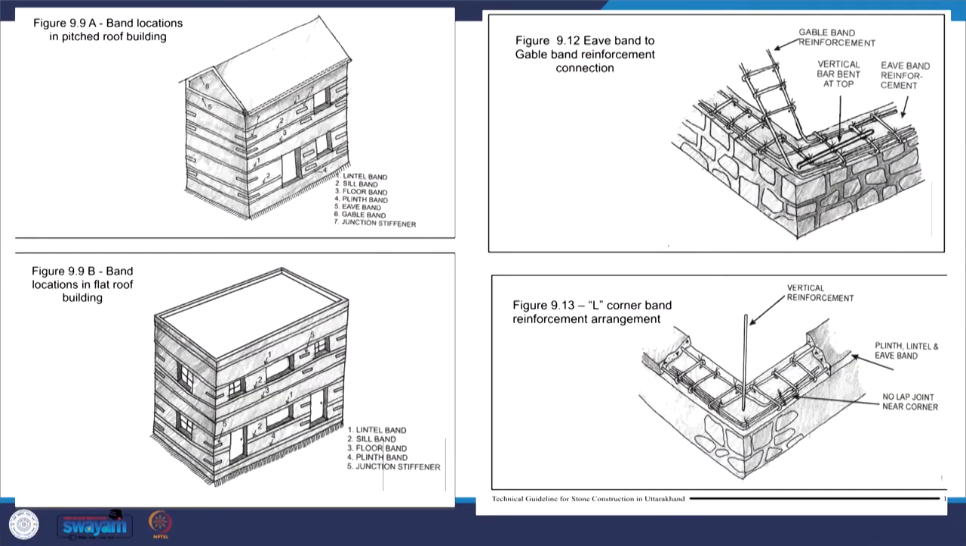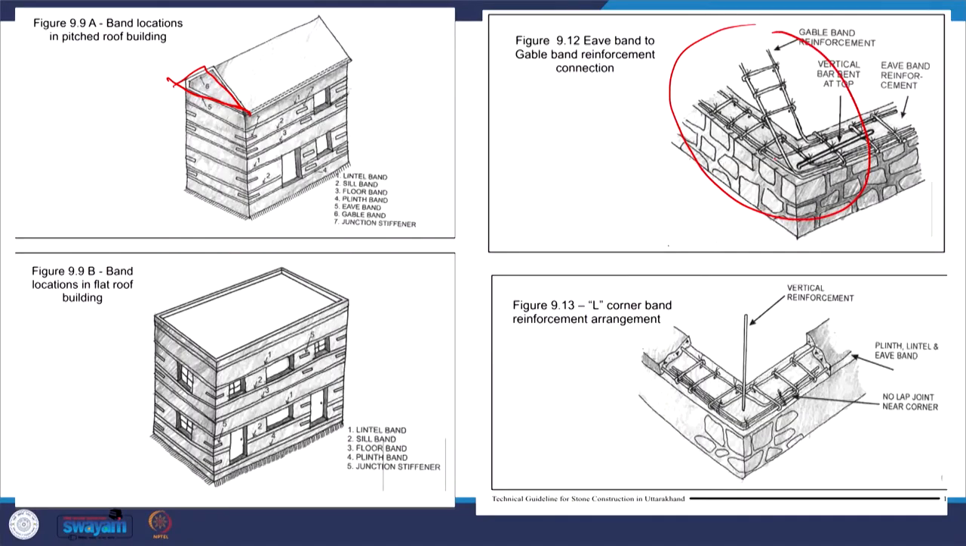And also the band locations: you have the plinth band, the sill band, the floor band, the lintel band, then the U bands here, and the gable band here. So in that way, each of these structures has intermediate bands that divide the whole structure into different compartments. And when we talk about the detail of the U-band versus the gable band, this is the kind of detail: the U-band is here and the gable band is going on this side.